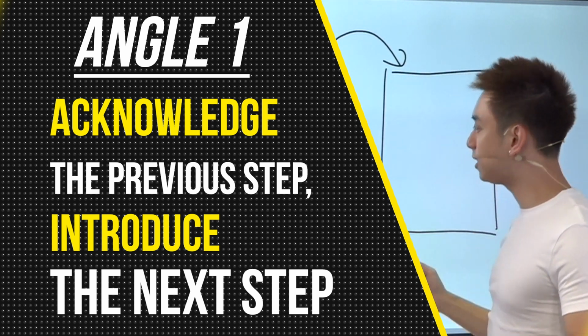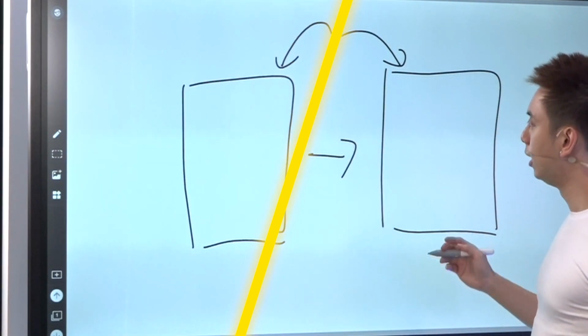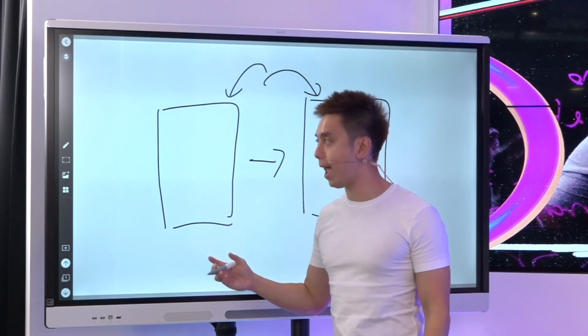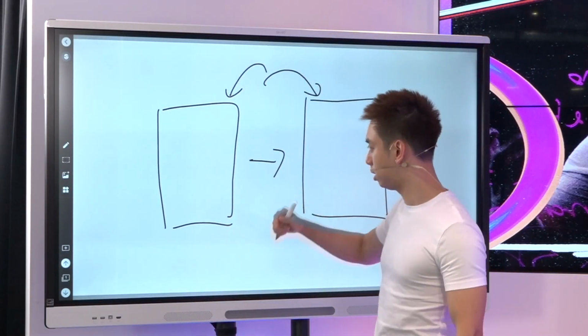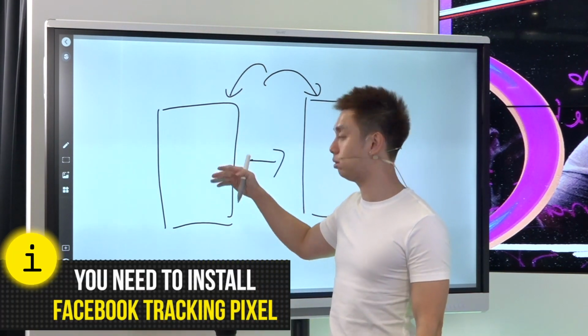introducing the next step that they need to be doing. Okay, so what does that mean? So think about your sales process, and in order to execute this, all you need to do is have your Facebook tracking pixel installed.